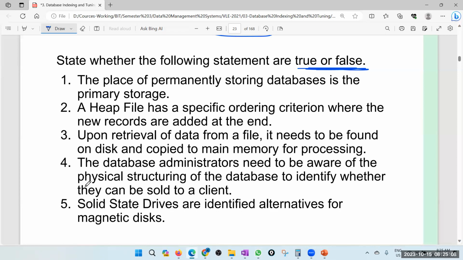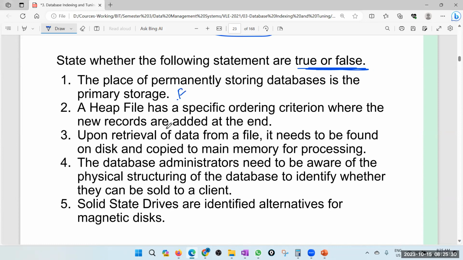First one. The place of permanently storing a database is primary storage. True or false? First one: false, right? The primary storage is your RAM. You don't store it permanently. You permanently store it in the secondary storage.